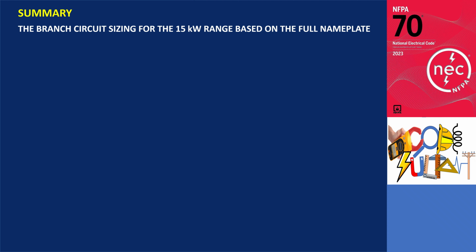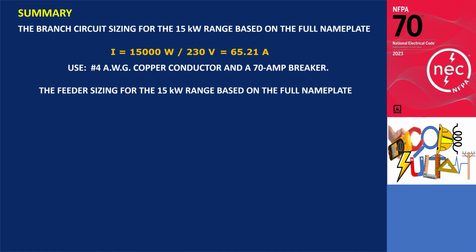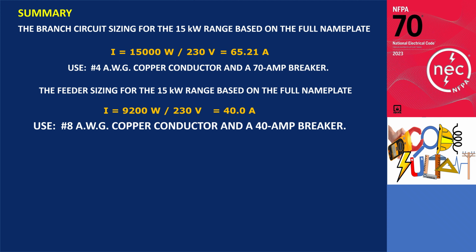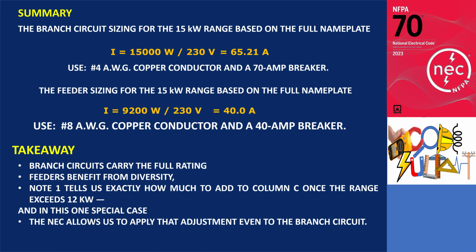In summary, the branch circuit sizing for the 15 kilowatt range based on the full nameplate is about 65 amperes, requiring a 70 amp breaker and number 4 AWG copper conductors, while the feeder or service sizing using the Note 1 adjustment is only 9.2 kilowatts, about 40 amperes, requiring a 40 amp breaker and number 8 AWG copper conductors. The takeaway is simple. Branch circuits carry the full rating, feeders benefit from diversity, and Note 1 tells us exactly how much to add to column C once the range exceeds 12 kilowatts, and in this one special case, the NEC allows us to apply that adjustment even to the branch circuit.